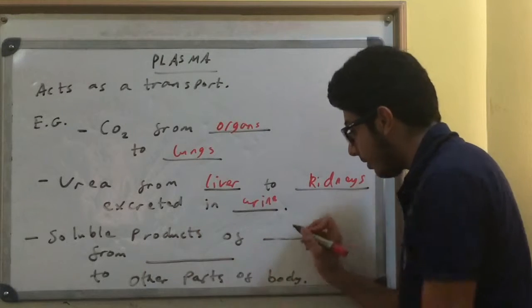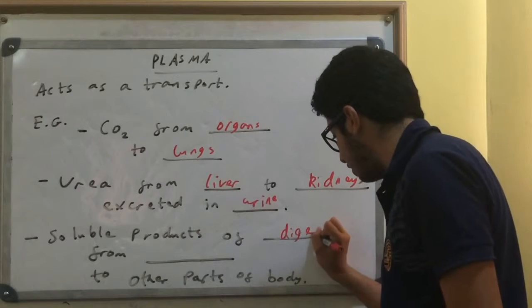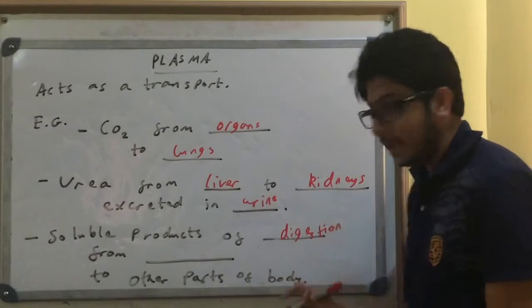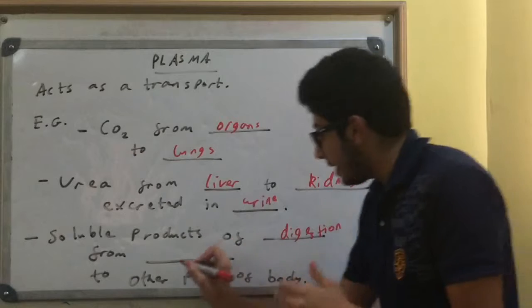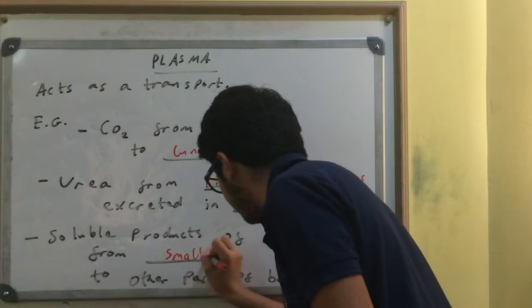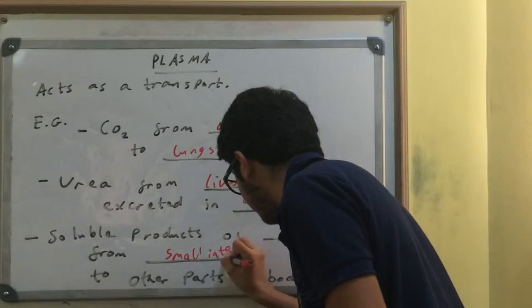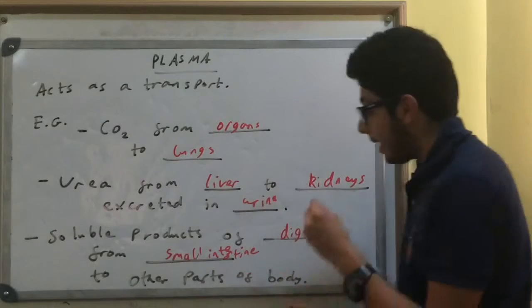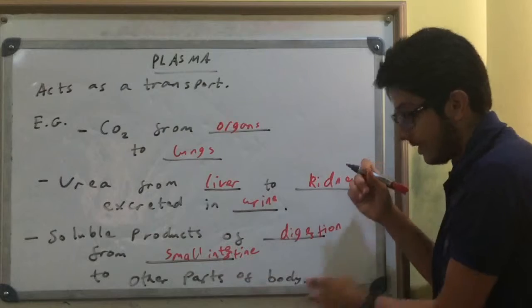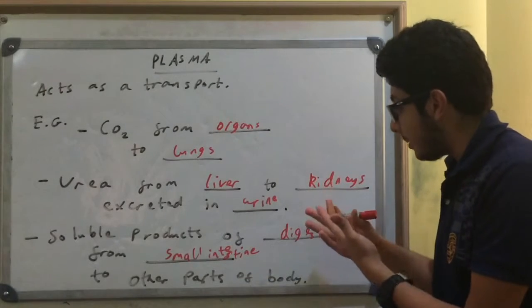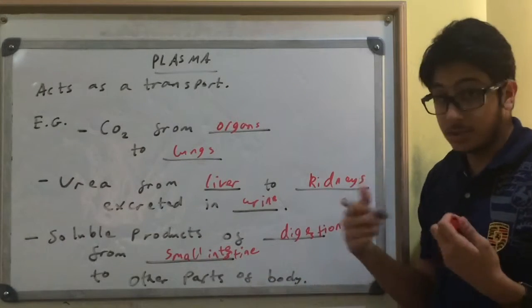Soluble products of none other than digestion. Like glucose, like mineral ions, like nutrients. And they dissolve from where? From your small intestine into the bloodstream. And they're transported in the plasma of your blood to the other parts of your body that need this, the products of digestion, such as your cells.